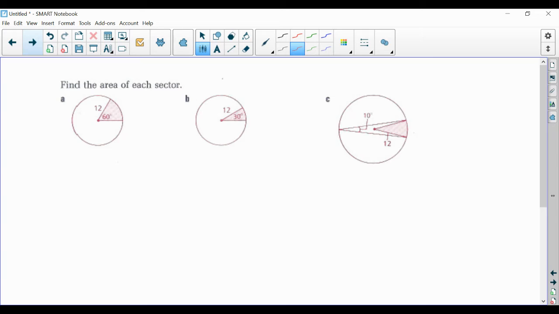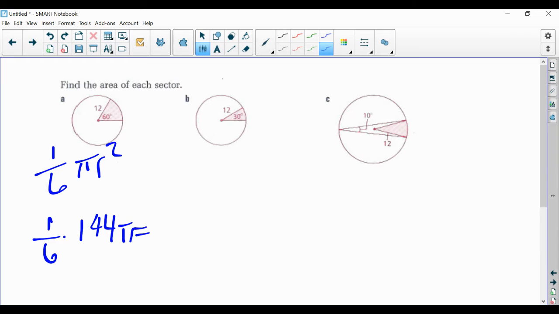Find the area of each sector. Now, I'm going to try to take some shortcuts here, just so we can save some time. Here I have a central angle of 60 degrees, which means that this sector is 1/6 of the area of the circle. Since the radius is 12, I'm going to do 1/6 of 144 pi, and 1/6 of 144 is 24 pi. And that's the answer. That's the area of that sector.